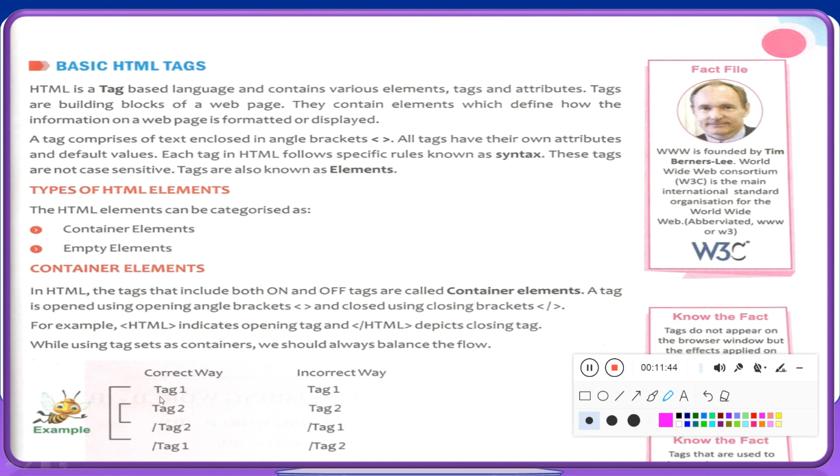Okay, so look over here. What is the correct way? If you have opened tag 1 first and then inside tag 1 there is tag 2, then you need to close tag 2 first, and only then you can close tag 1. You cannot follow this. Okay, this is an incorrect way, that you have opened tag 1, then opened tag 2, then you are closing tag 1. This is an incorrect way. And then you are closing tag 2 at the last. This is wrong. Okay, students.